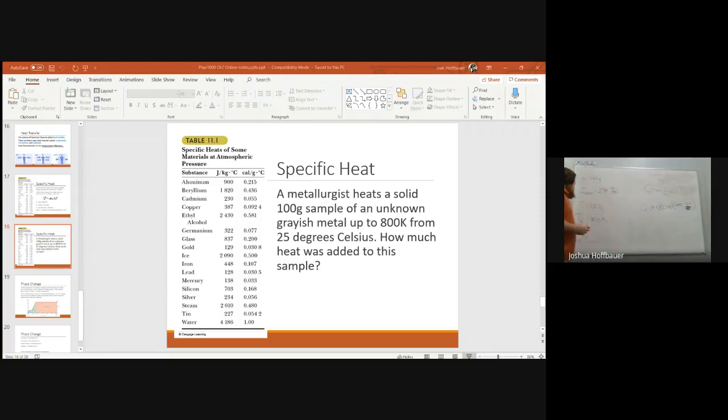And I am going to put up on the board converting the Celsius temperature into Kelvin. This marker is dying as well.